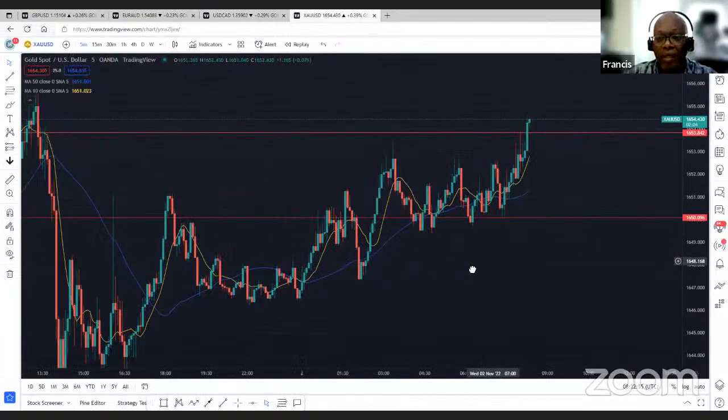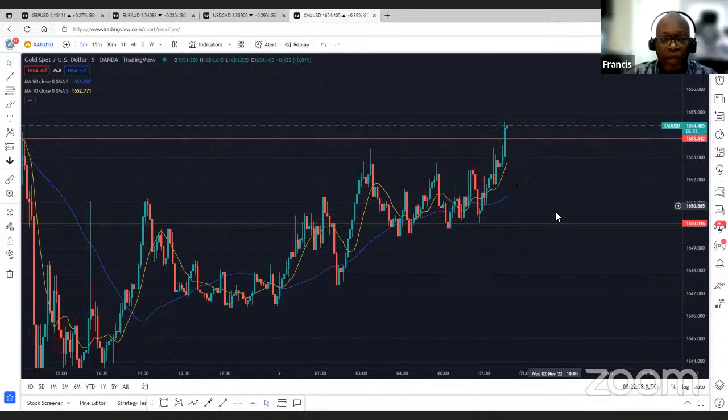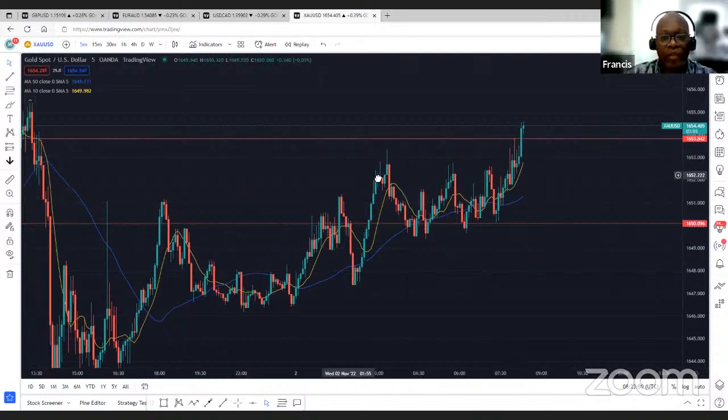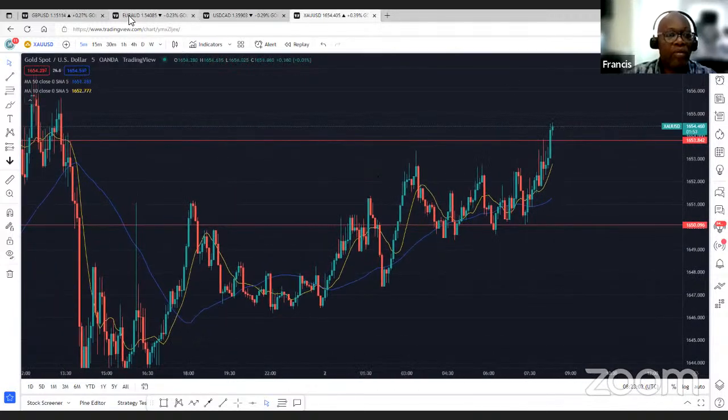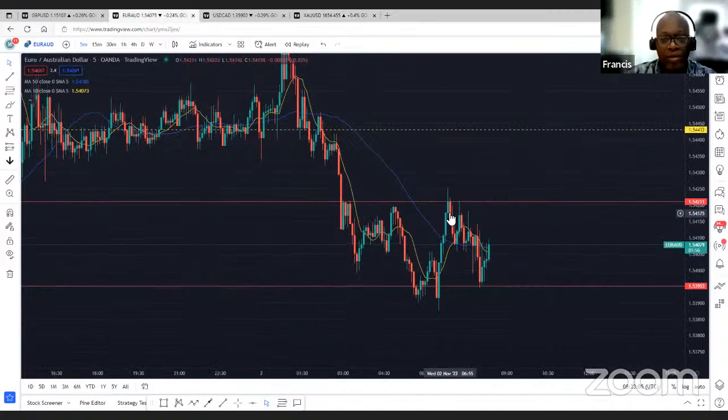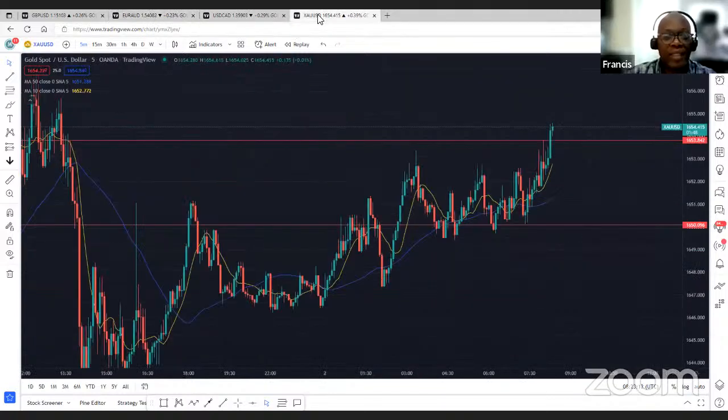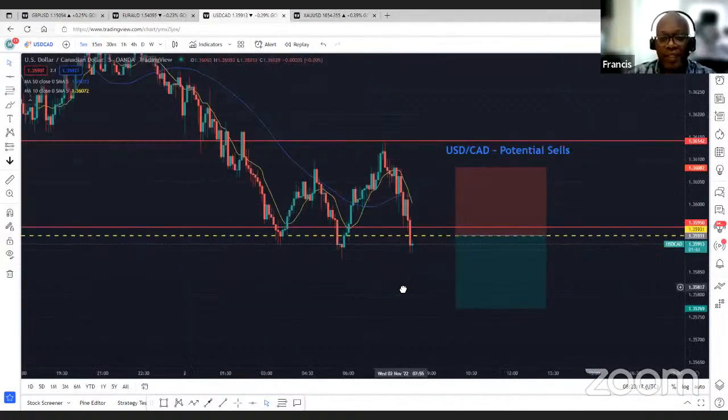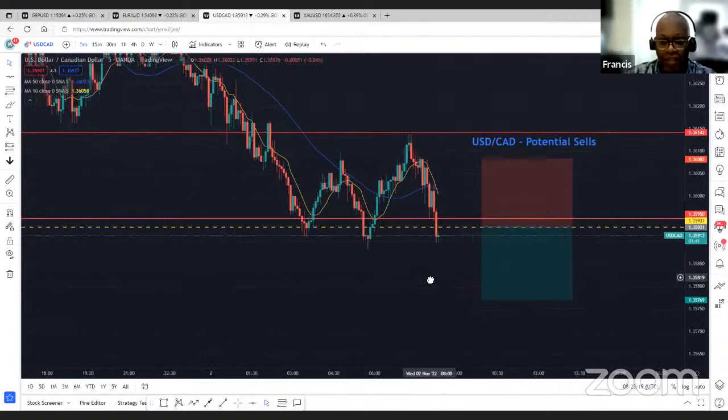Gold is breaking out of our zone as well. So we're going to keep an eye on gold. Euro Aussie dollar is still within the range, so we're not touching that one yet. So the two we are looking at are gold and USD CAD. Those are the two we are looking at.